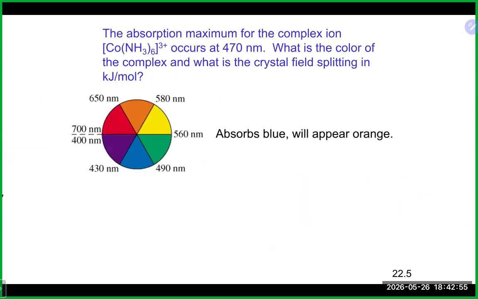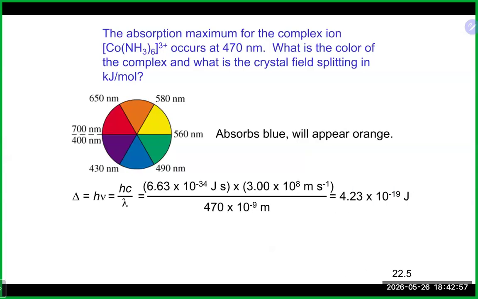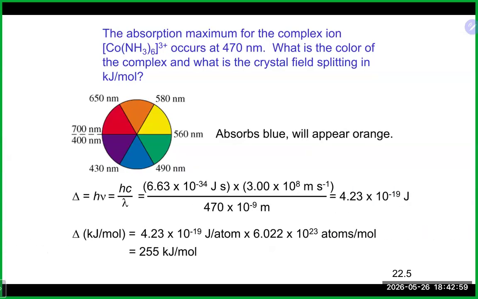So for example here, and I think it's filled out on your paper, so we'll just go through the calculation here. The absorption maximum for the complex ion occurs at 470 nanometers. What is the color of the complex and what is the crystal field splitting?